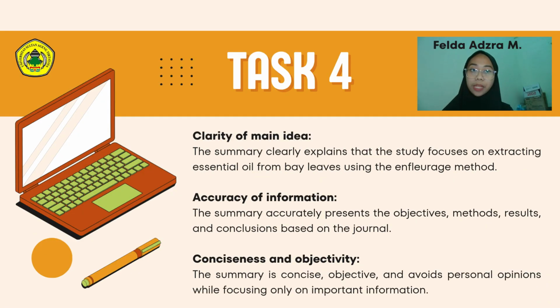Okay, now I will explain text 4, which evaluates the summary. First, for the clarity of the main idea, the summary clearly showed the main focus. It explains that the study is about extracting essential oil from bay leaves using the enfleurage method, so it's easy to understand the topic. Second, for the accuracy of information, the summary includes all the important parts of the study, such as the objective, method, results, and conclusions. They show that the information is consistent with the original journal.